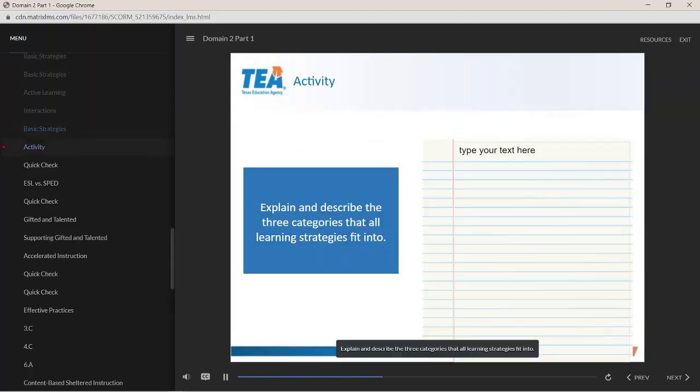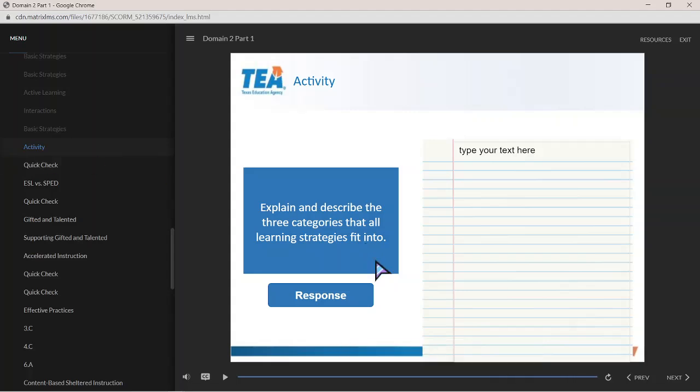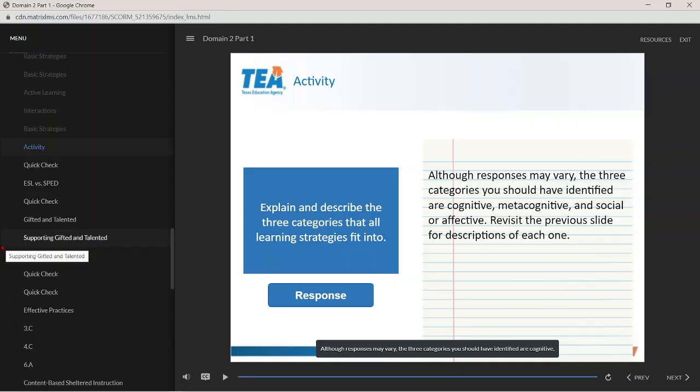Explain and describe the three categories that all learning strategies fit into. Although responses may vary, the three categories you should have identified are cognitive, metacognitive, and social or affective. Revisit the previous slide for descriptions of each one.